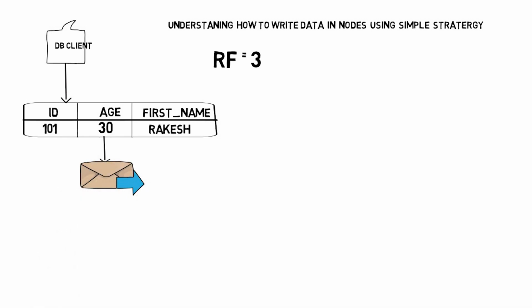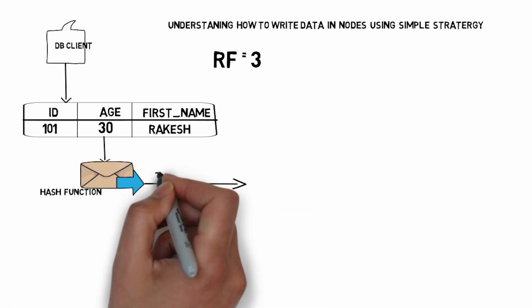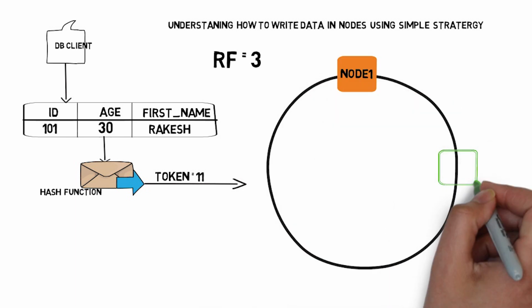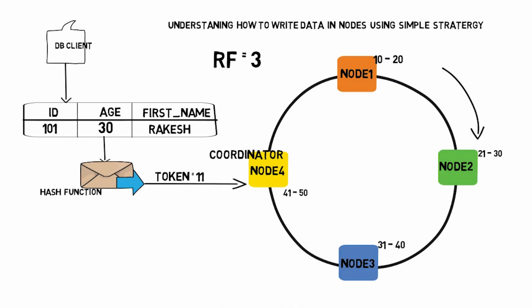Okay, so what happened over here, as soon as my client fires the query, it will pass to a hash function, and this hash function will be available in my Cassandra. What this hash function will do is generate one hash value, and that hash value is called a token. Okay, and over here the token is generated based upon the partition key.